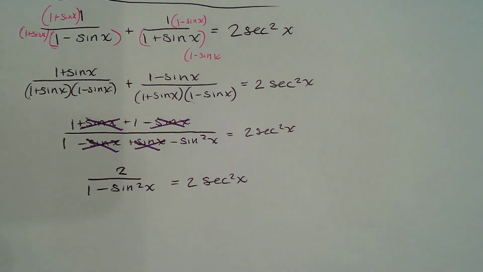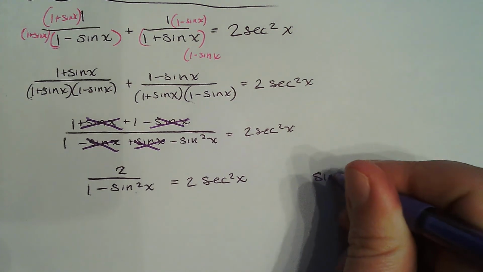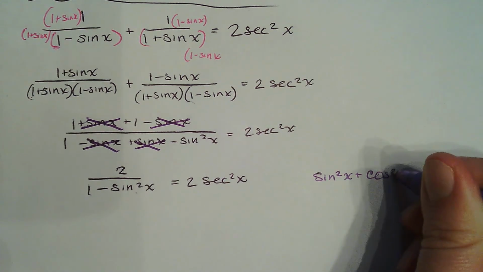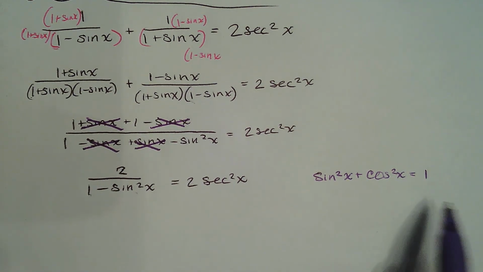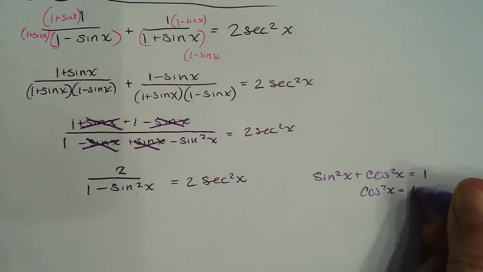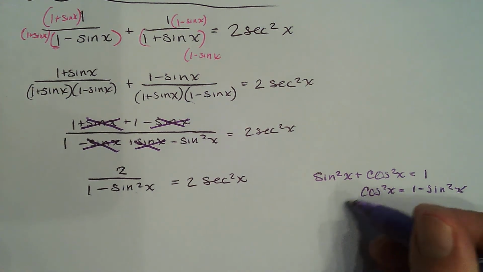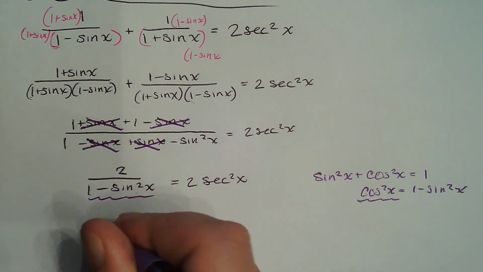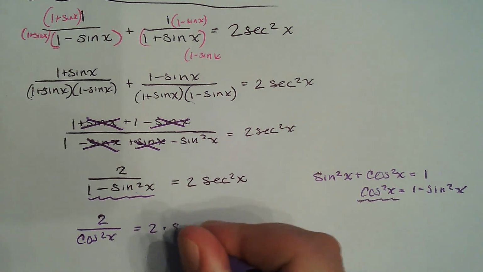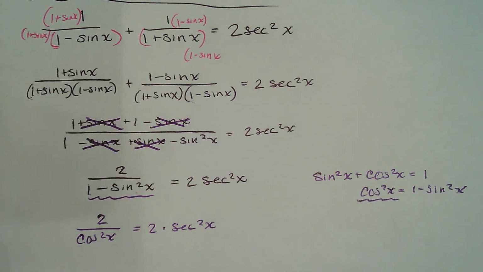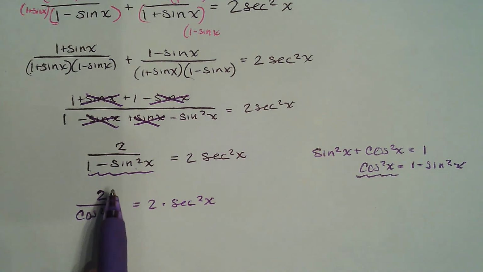So the rule I want to use, once again, I'm seeing the sine squared. I am thinking of the Pythagorean identity. That's sine squared x plus cosine squared x equals 1. Why don't I move the sine squared x over to the other side? So cosine squared x equals 1 minus sine squared x. I can now replace this with this. So 2 over cosine squared x equals 2 times secant squared x. Well, guess what? Cosine squared x is 1 over secant squared x. But because it's in the denominator, if I move it back to the top, it'll become secant.